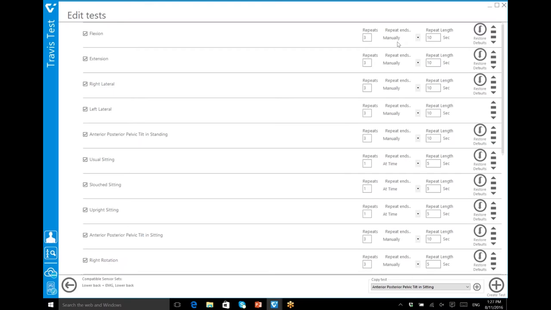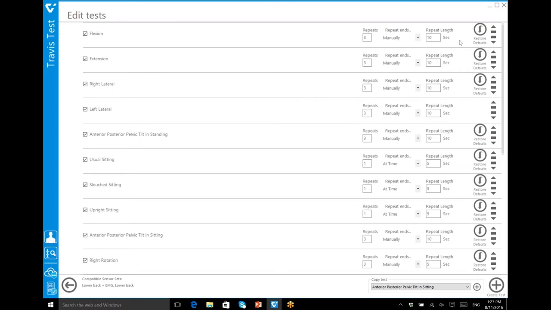Now we've got it preset for manual for all of the tests except for those 3 seated postures and their automatic end, but you can change that to manual if you prefer. The repeat length is just how long we expect the movement to take. Restore defaults if you like.